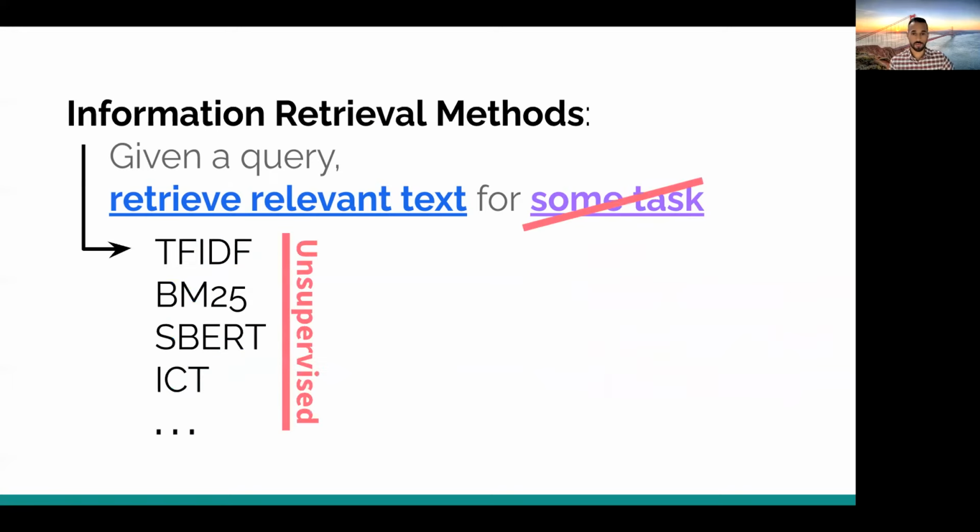But a lot of work in information retrieval actually doesn't take into regard this downstream task. Many of these methods are unsupervised. They just learn how to match up the query with relevant text by learning representations only on the query and text, and not with regard to some task.